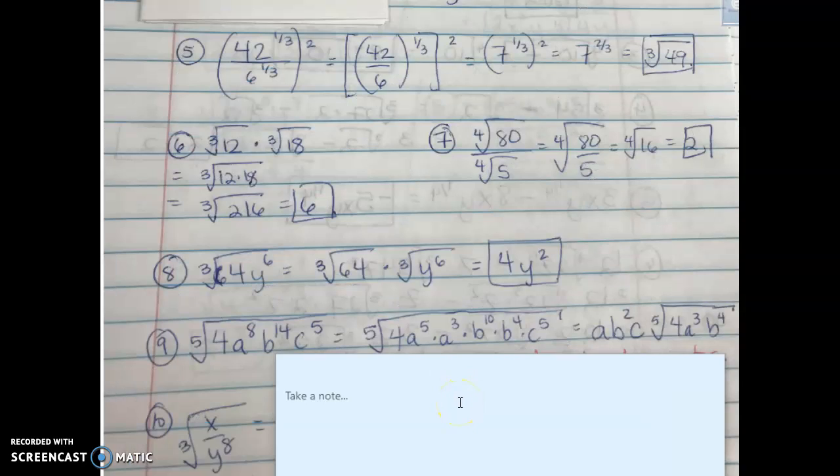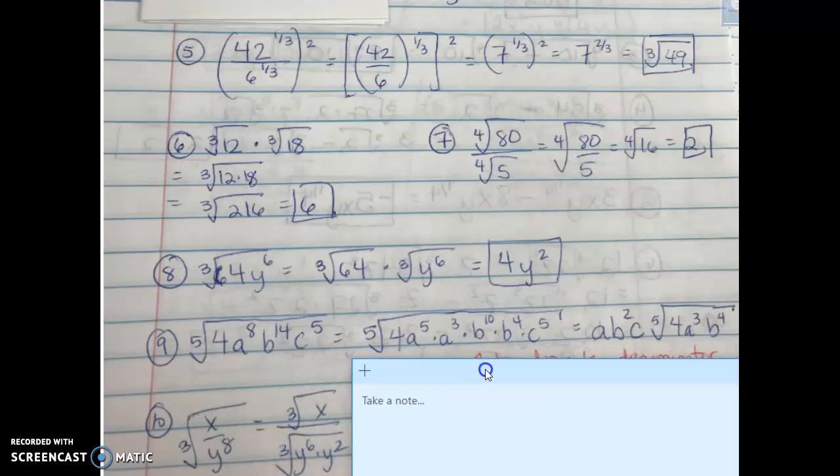And now for my 10th example, I've got the cube root of x divided by y to the 8th. One of your rules of radicals says that you can give the radical to the top as cube root of x, and the radical at the bottom, which would be cube root of y to the 8th. Now, cube root of x, there's nothing I can do with that one, but y to the 8th at the bottom does have a perfect cube inside of it, even though y to the 8th is not a perfect cube itself.